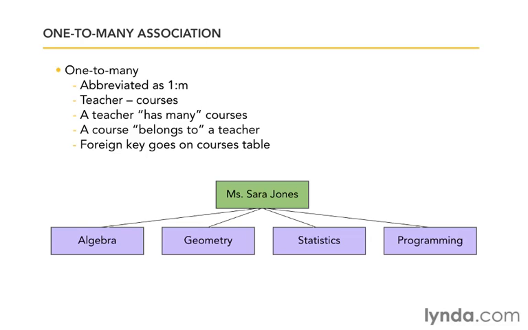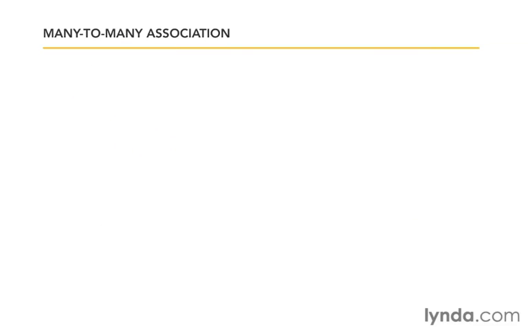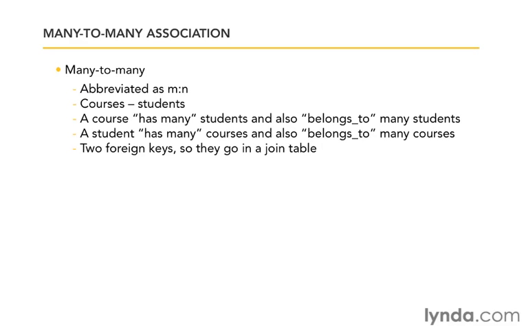A diagram might look like this. The third type is many-to-many relationships. A good example of this would be courses to students. There are many courses and there are many students, and we need to keep track of some combination between them to know which students are in which courses at any one time.